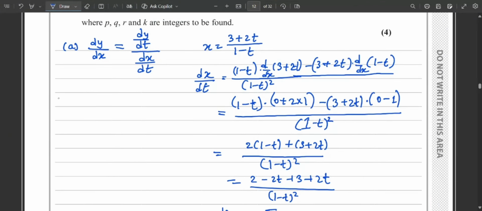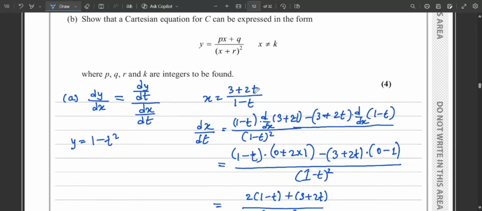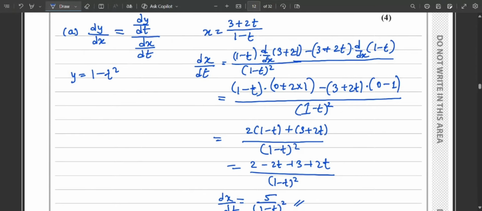Now for our expression for dy by dt, we know that y equals 1 minus t square. From this we can see that dy by dt would be equal to the differentiation of 1 minus the differentiation of t square. The differentiation of 1 will be 0 and the differentiation of t square would be 2t. This will give us minus 2t as our answer for dy by dt.